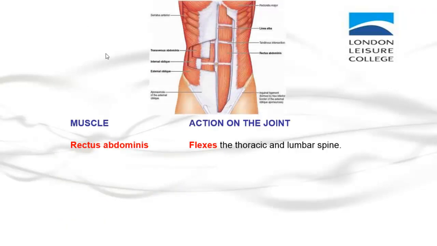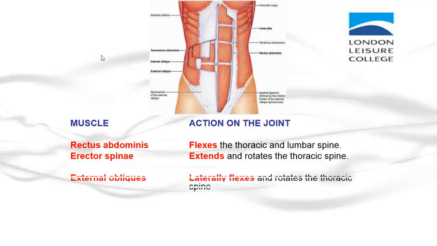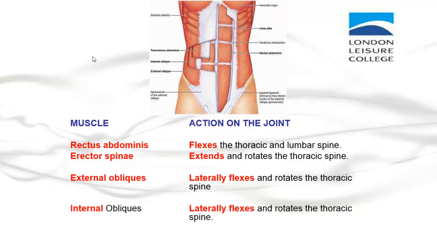The rectus abdominis flexes the thoracic and lumbar spine. The erector spinae extends and rotates the thoracic spine. The external obliques laterally flex and rotate the thoracic spine. Internal obliques laterally flex and rotate the thoracic spine.